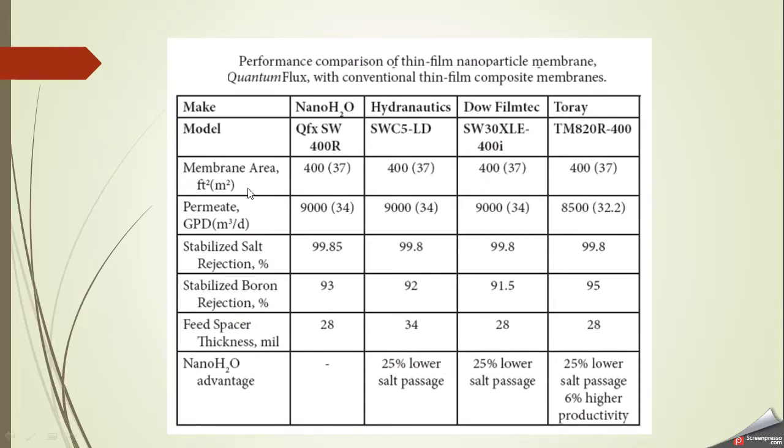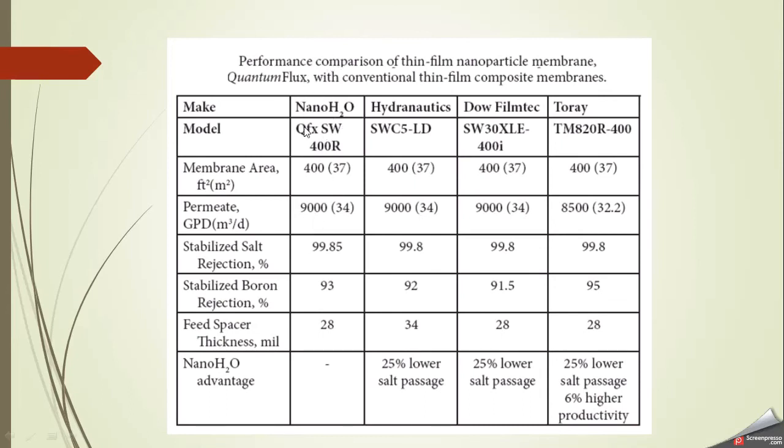So the membrane area, if we have the same values in feet square and meter square, permeate production rate 9000, and here with the same area this membrane produces less product water. Stabilized rejection percent for this nano membrane is 99.85, here 99.8, 99.8. Similarly stabilized boron rejection 93, 92, 91, here 95, and feed spacer thickness in mils 28 due to less size, 34, 28, 28.